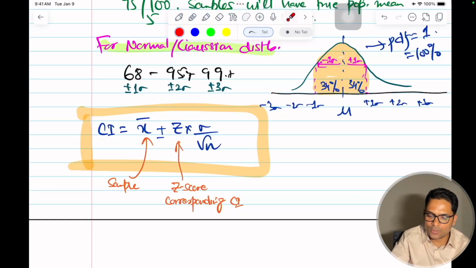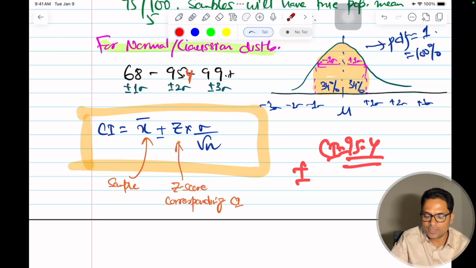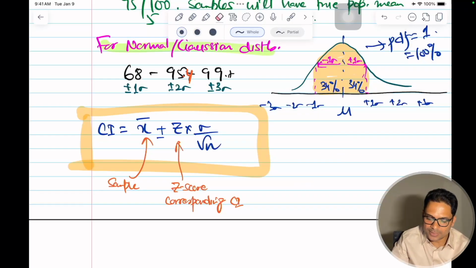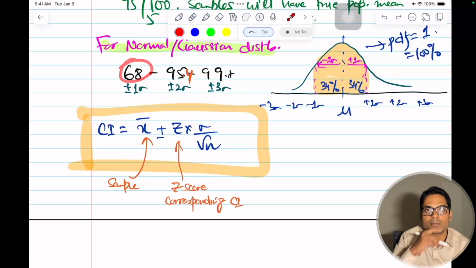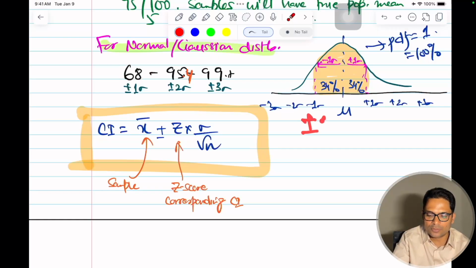So for example, if I want 95%, so this is 95.4, 2 sigma is 95.4. If I want 95.4% to be my confidence interval, then I'll give plus minus 2 sigma. So my Z will be 2 here then. If I want to capture 99.7, my Z will be equal to 3. So that is the corresponding Z score. If I want to capture 68% confidence interval, my Z will be 1 plus minus. This is what it captures.